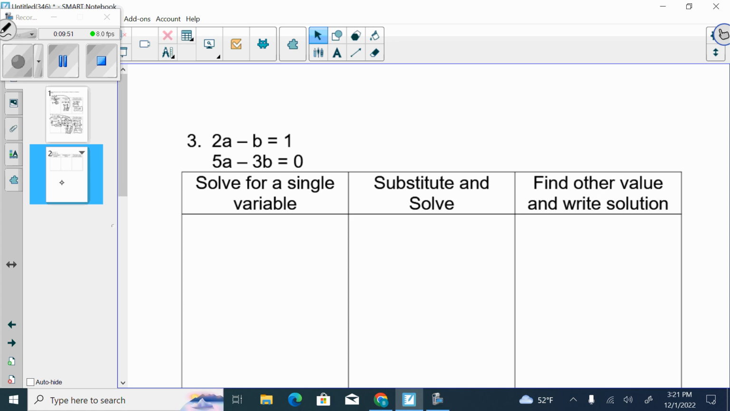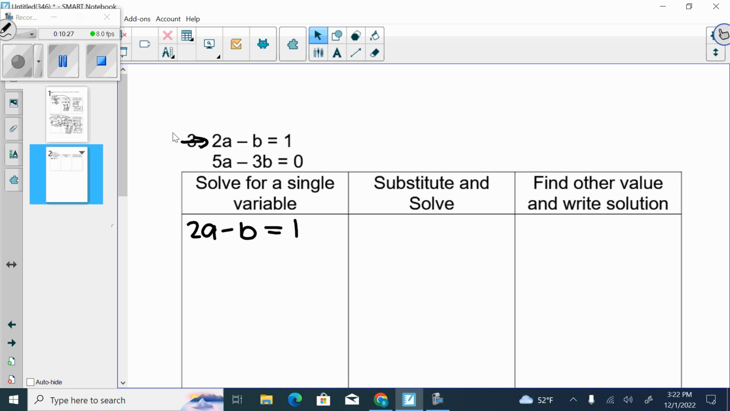Right now, are any of those variables by themselves? No. So it doesn't matter which one we pick, but if we look ahead, there's probably one that's easier than the other. Like here, this b doesn't have a number in front of it, right? So that means that all we really need to do is move something to the other side. But here, both of these have numbers in front of it, so it's going to be an extra step to try and get it by itself. So we're going to pick this one because it's probably going to be easier for us. So we're going to have 2a minus b is equal to 1.